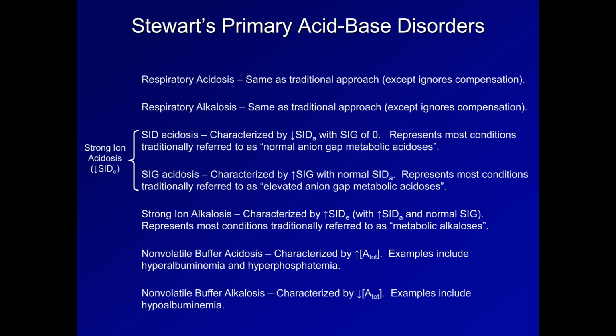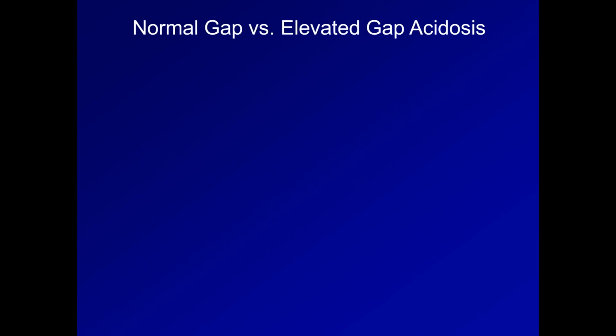The difference between the strong ion acidoses can be a bit confusing, so I'm going to clarify them a little with some diagrams. This will be most clear if I start with something a little more familiar, like the difference between a normal and an elevated anion gap acidosis, which was discussed in detail in Lecture 5.